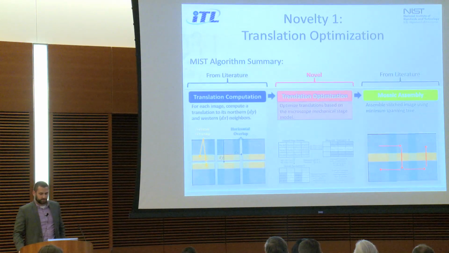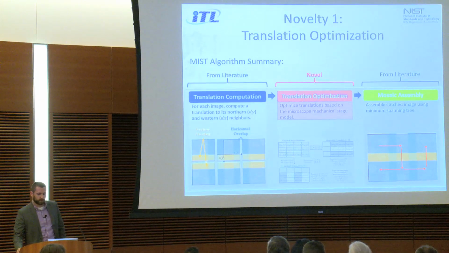First part, the novelty of MIST. The MIST algorithm is 3 basic steps. You have the translation computation, translation optimization, and mosaic assembly. The translation optimization is where we have focused our work on MIST. The first step computes translations between every image in the grid and its adjacent neighbors. MIST uses a phase correlation method taken from the image stitching literature.